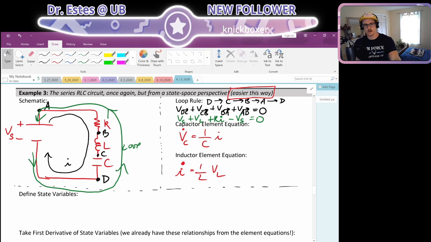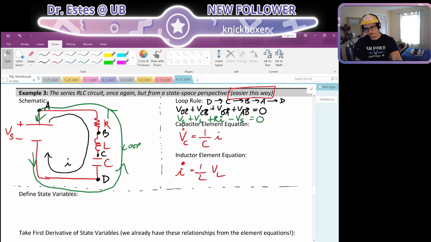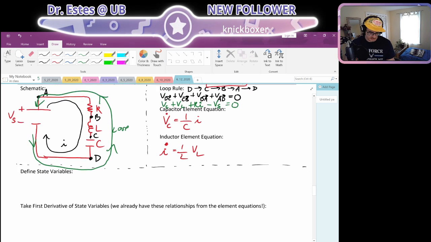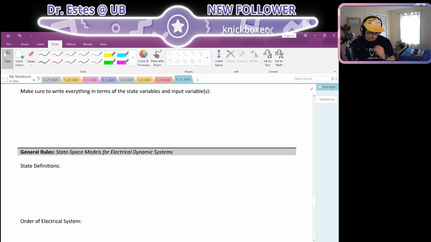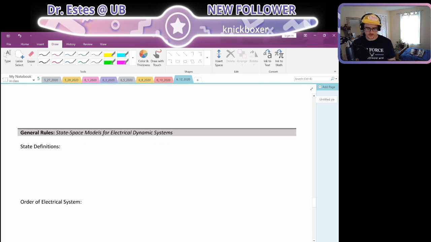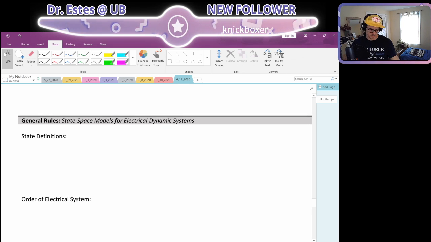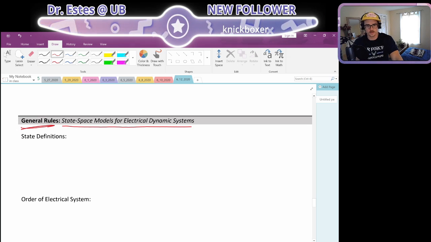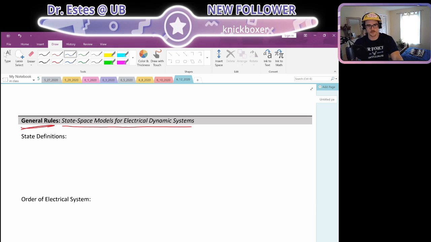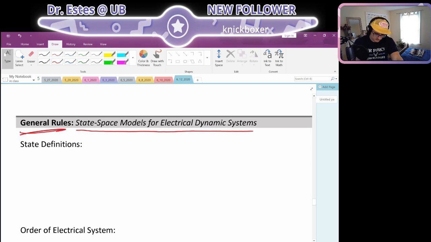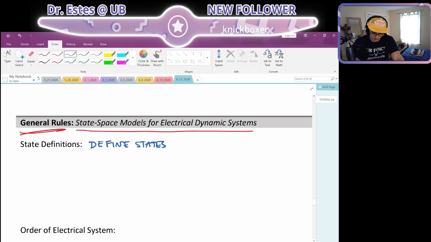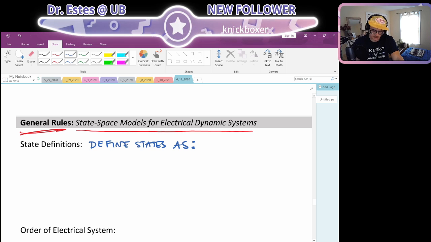We're going to define our state variables here. Actually, I think I have a box at the bottom of this page. Aha! Why don't we do this first? I'm realizing I want to give you some of these general rules. When you're doing state space for electrical dynamic systems, so you're looking at a circuit, there are standard ways to define the states. This is like the easiest way to do this. I learned this from Dr. Mook, if you guys know him.